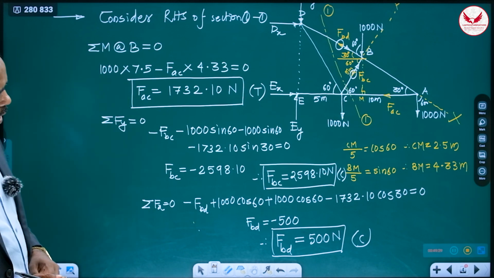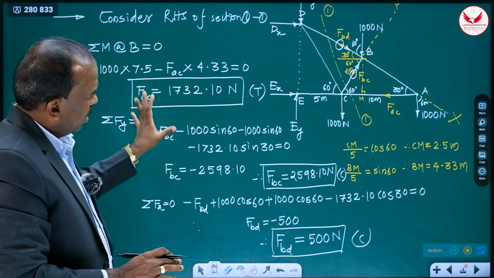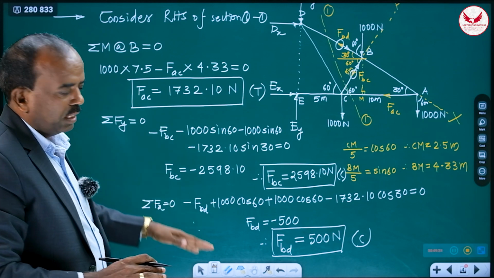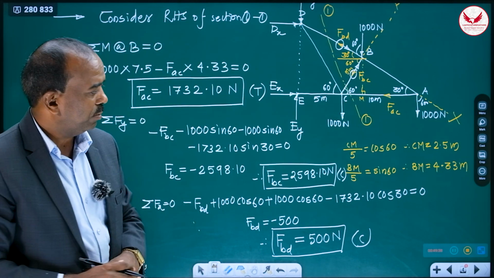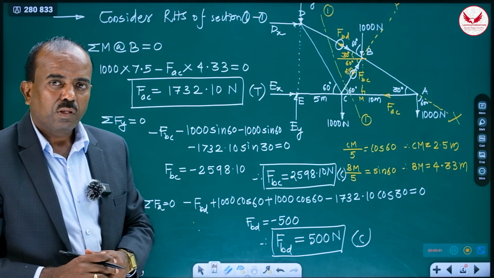Means like this, any problem, let it be tough also, we can easily solve with these three steps by the method of sections. So I feel the method of sections is one of the best methods to solve the problems of trusses.